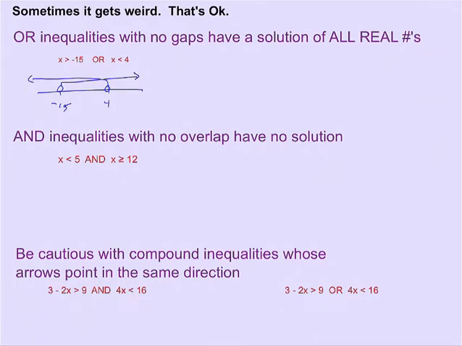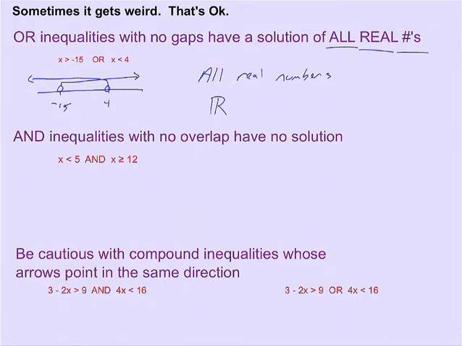And because x could be either one of those two things, and every single number on this number line is either bigger than negative 15 or less than 4, that means the solution is all real numbers. And that would be exactly what you write down, all real numbers. We'll talk later on in the year about what we mean when we say real numbers. There is, by the way, a symbol for all real numbers. It looks like an R, but with an extra backbone.